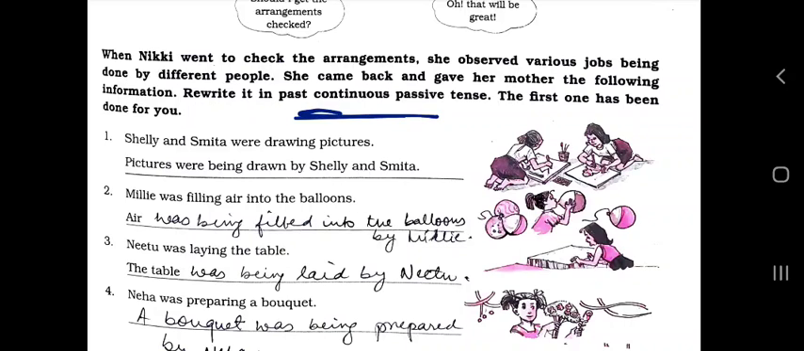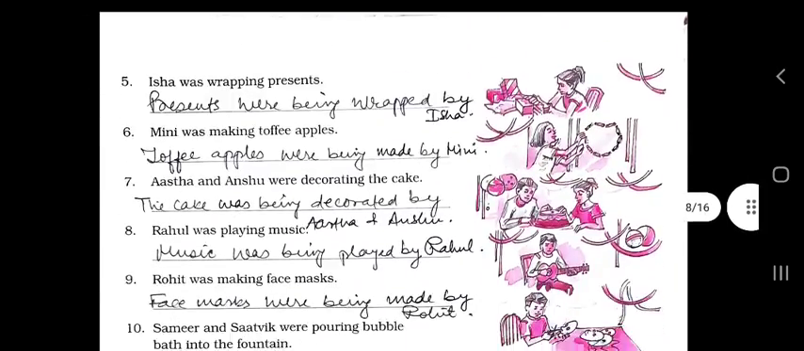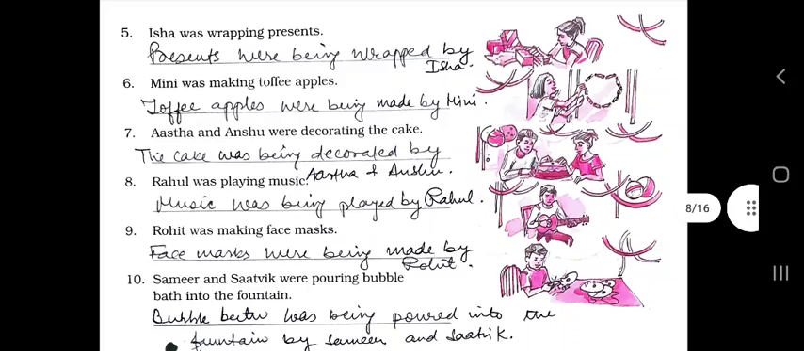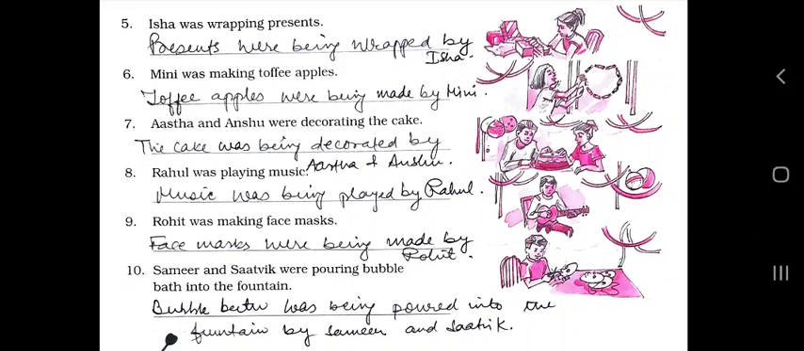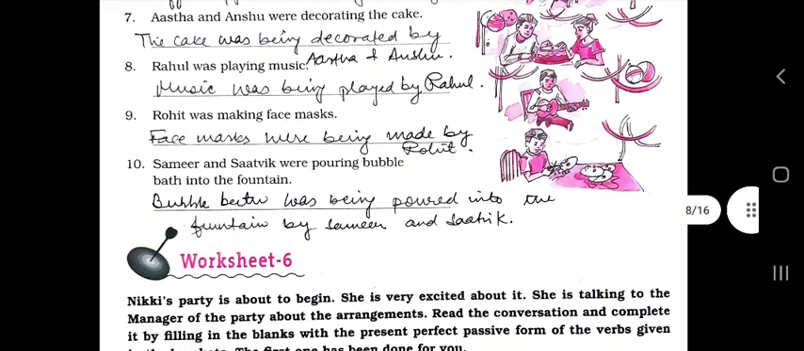Now see here. Sally and Smita are drawing pictures. Pictures are being drawn by Sally and Smita. You can check the table, the chart where all the structures and formats are given. Millie was filling air into the balloon. Air was being filled into the balloon. Nitu was laying the table. The table was being laid by Nitu. Neha was preparing a bouquet. A bouquet was being prepared by Neha. Similarly, different people did different things and she narrated who did what. So all the actions are more important.